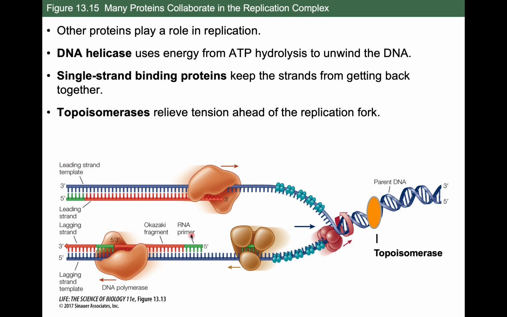So we get this distinction here where one side of the replication bubble is just continuous synthesis. It's called the leading strand. And then the other side of the replication bubble is going to be these short Okazaki fragments, sometimes also called the lagging strand. But again, this is just proceeding either until we hit the end of the chromosome, or maybe we bump into another replication bubble coming from the other direction.